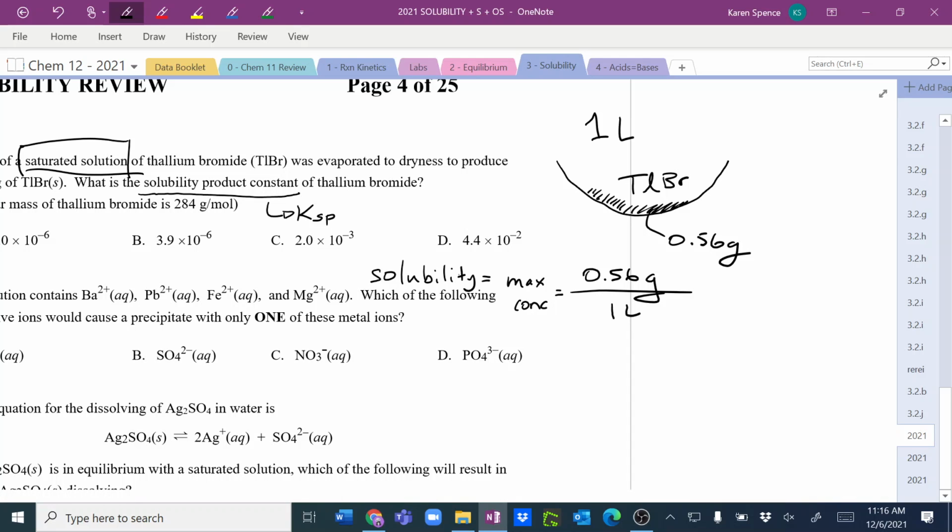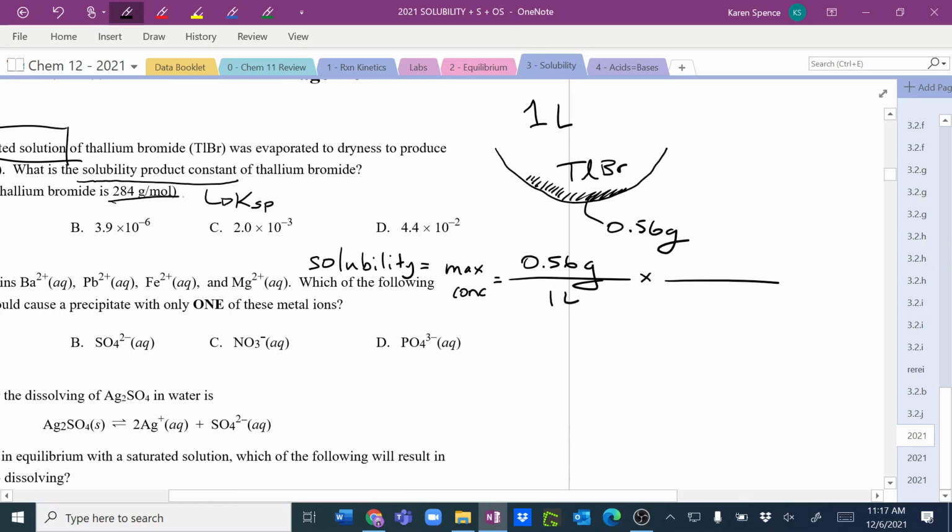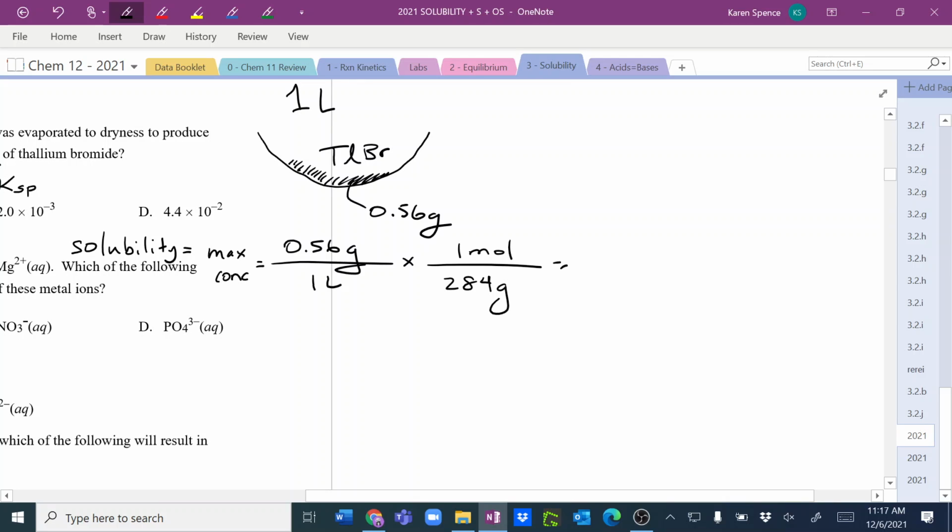Now you're right, we cannot work with solubility in grams per liter if we're going to find KSP. We need to convert it to moles per liter. So we're going to do that. And we will use, oh look, weren't they nice to give us the grams per mole, 284 grams per 1 mole. And we get 0.56 divided by 284, and we get 1.97 times 10 to the negative 3. That's our solubility.